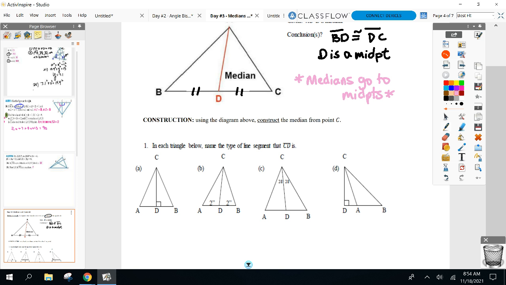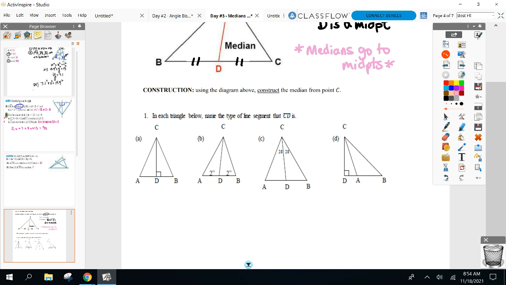All right, what is CD in every single diagram here based on what I've marked? Based on what I've marked, what would you call CD now in this unit? Hey, we shouldn't be writing down incenter, orthocenter, circumcenter. Those are all points, everybody. These are line segments.